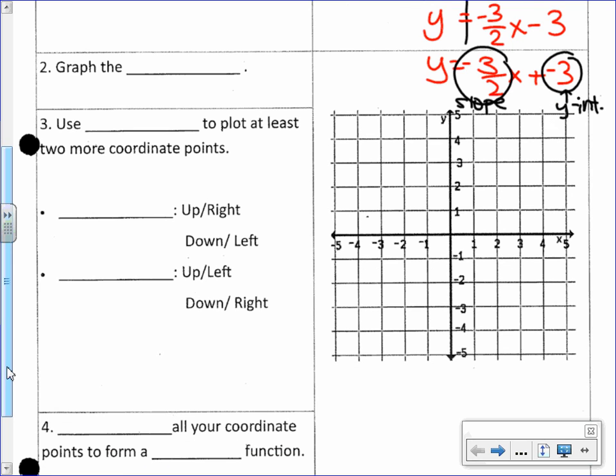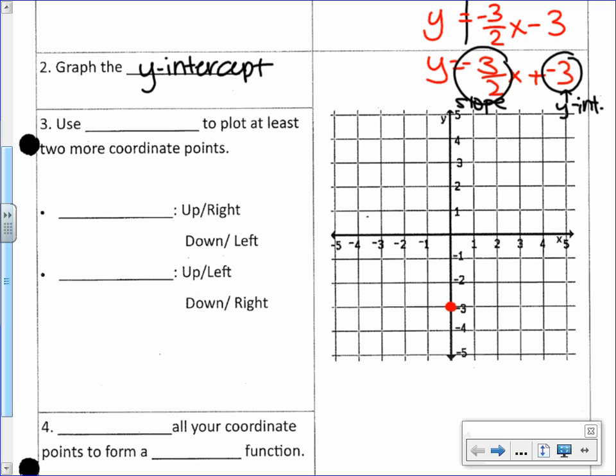All right, so the first step is to get it to be y equals. The second step is to graph the y-intercept. You can't do anything until you graph the y-intercept. So if the y-intercept is negative 3, I'm going to take my pencil and put a coordinate pair at negative 3 on the y. Make sure not to put it on the x. On the y is the y-intercept. Everybody good there?